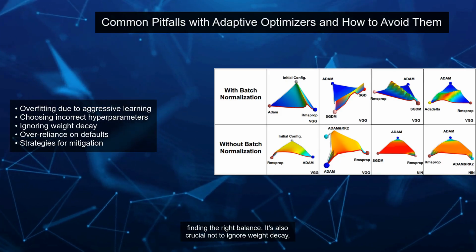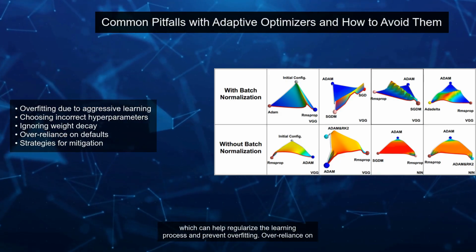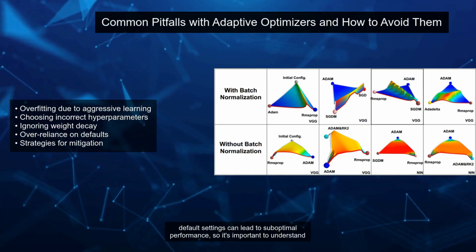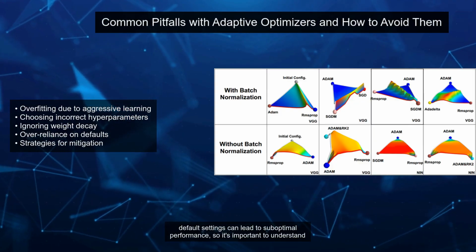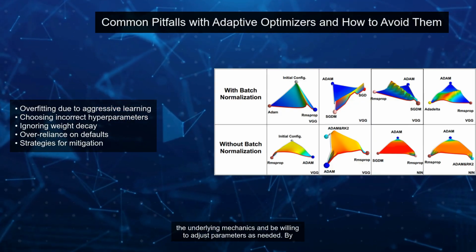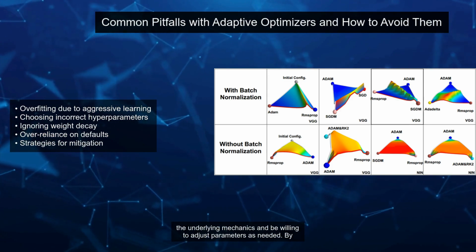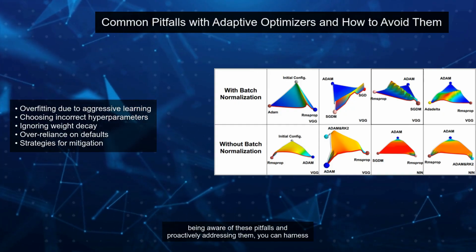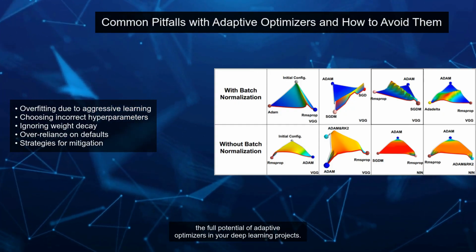It's also crucial not to ignore weight decay, which can help regularize the learning process and prevent overfitting. Over-reliance on default settings can lead to suboptimal performance, so it's important to understand the underlying mechanics and be willing to adjust parameters as needed. By being aware of these pitfalls and proactively addressing them, you can harness the full potential of adaptive optimizers in your deep learning projects.